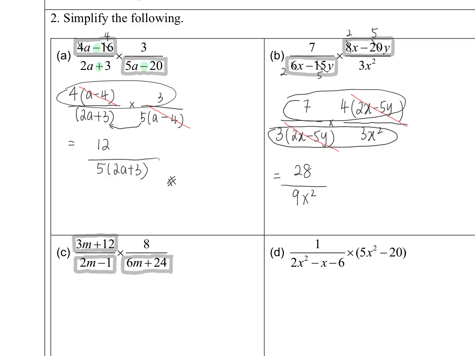All these with plus and minus, go and factorize first. Can I try C? Can. You try first. If they share nothing in common, just put them in a bracket.